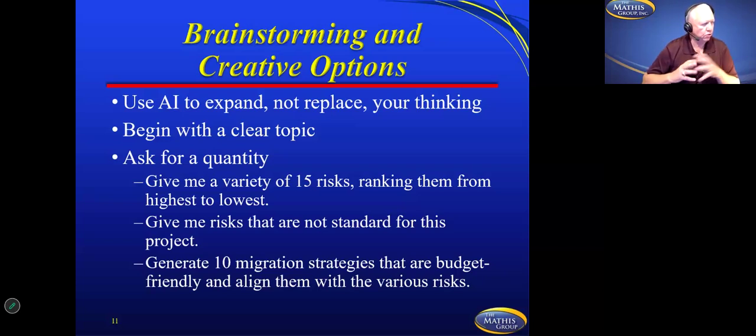So next, the first thing we're going to do is brainstorm and creative options. So you're going to use AI to expand, not replace your thinking. You're going to begin with a clear topic. You're going to ask for a quantity and give me a variety of 15 different risks, ranking them from highest to lowest. Give me risks that are not standard for this project, and generate 10 mitigation strategies. So what you're looking at here in your brainstorm prompt, let's go ahead and copy that, and let's go ahead and put it into our AI tool.